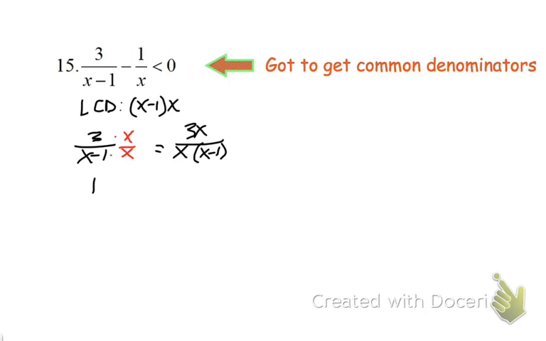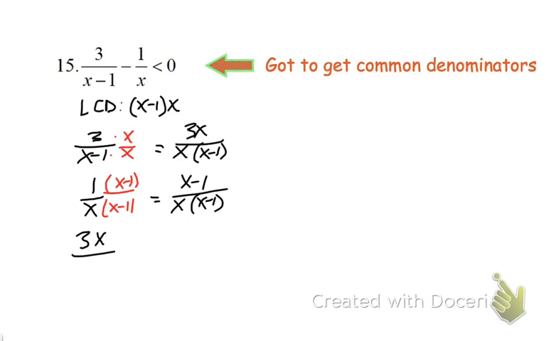We've also got to convert 1 over x to have the common denominator. And that's going to require multiplying top and bottom by x minus 1. And that multiplication is fairly simple, x minus 1 in the numerator. So now our subtraction looks like 3x over the common denominator minus x minus 1 over the common denominator. Remembering that this subtraction we need to apply both to the x and to the minus 1.